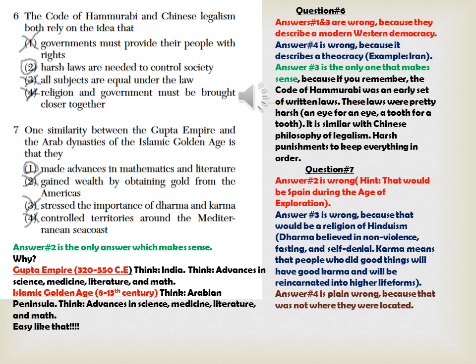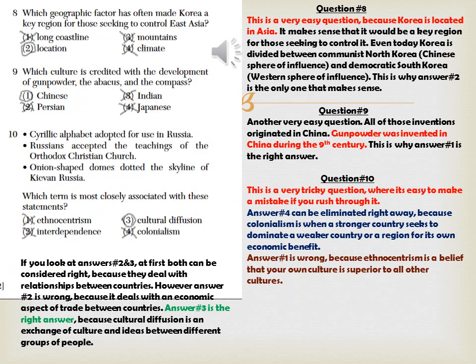And the Islamic Golden Age, 8th to 13th centuries. Think Arabian Peninsula, think advances in science, medicine, literature, and math. If you guys like Aladdin, you gotta think of the Islamic Golden Age when you think about that piece of literature. So easy as that. Let's move on.